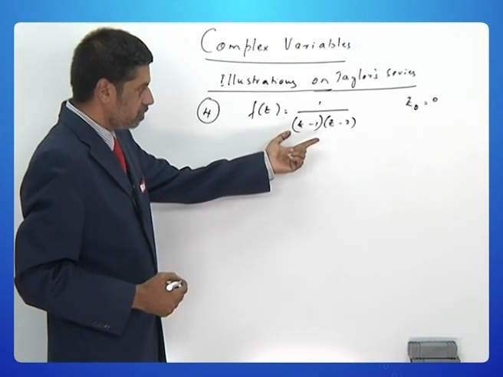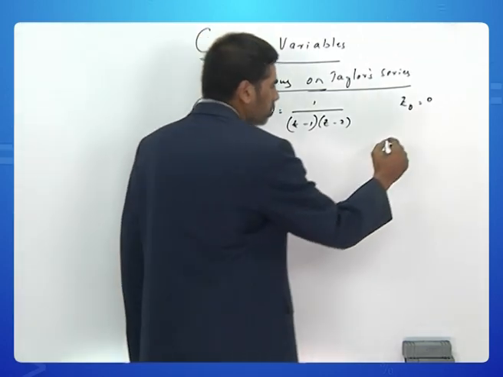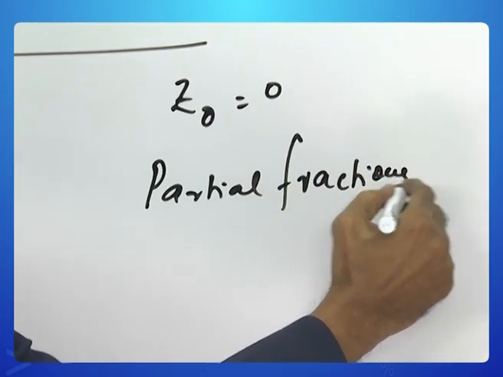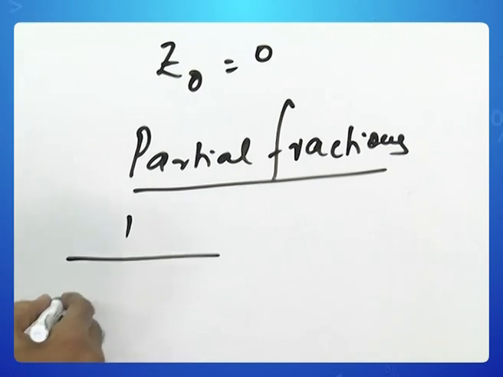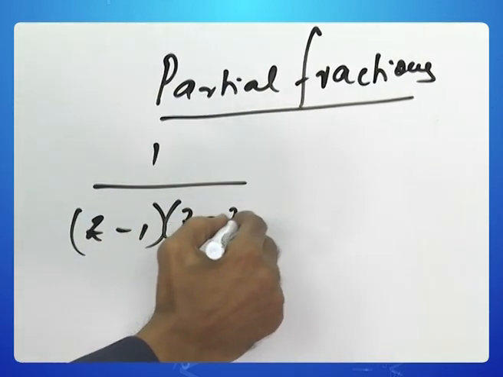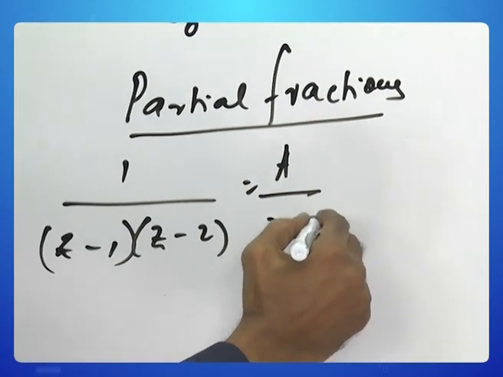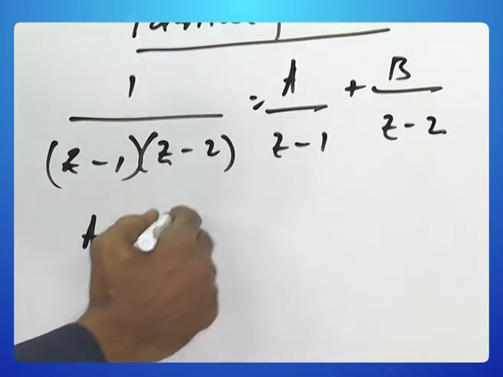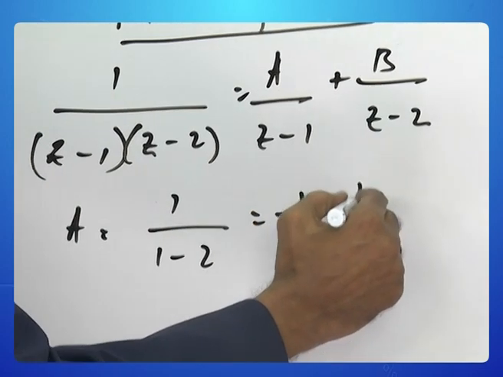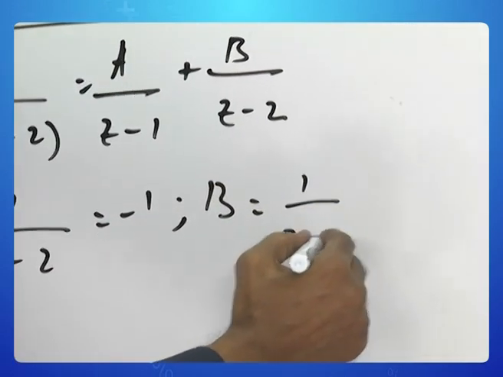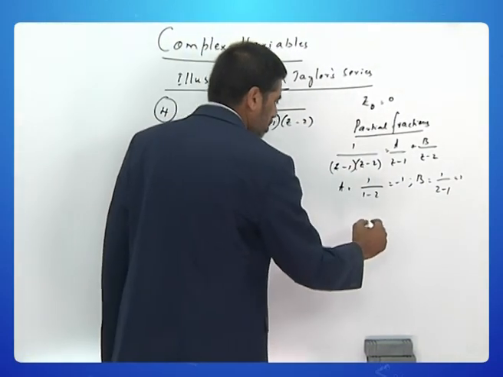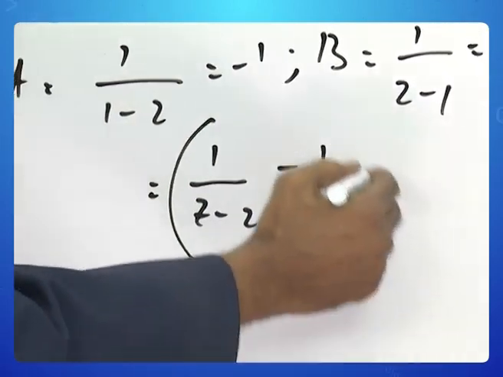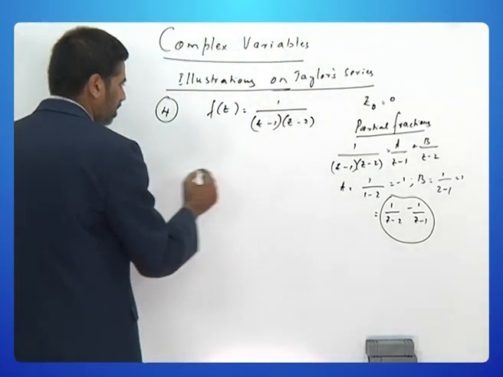So, as all of you can guess, we first have to get the partial fractions for this. So you let 1 by (z minus 1)(z minus 2) is equal to a by z minus 1 plus b by z minus 2. So a will be 1 by 1 minus 2 and b will be 1 by 2 minus 1. So the partial fractions are 1 by z minus 2 minus 1 by z minus 1. So these are the partial fractions. So write your f of z like that.